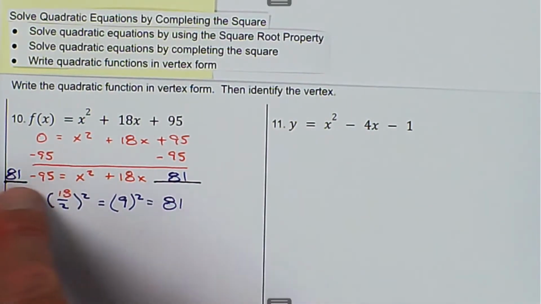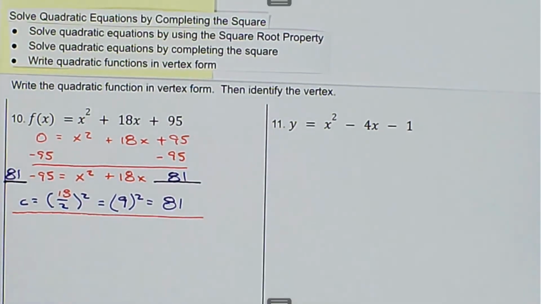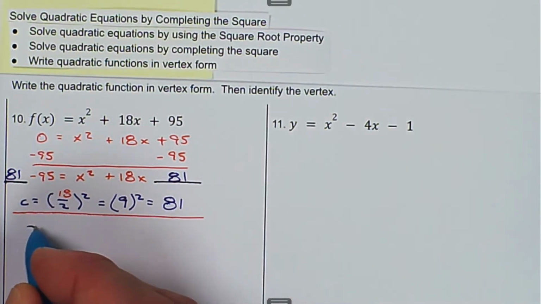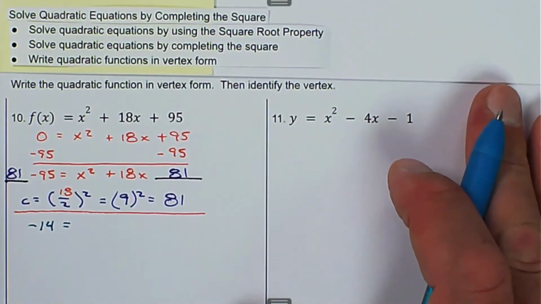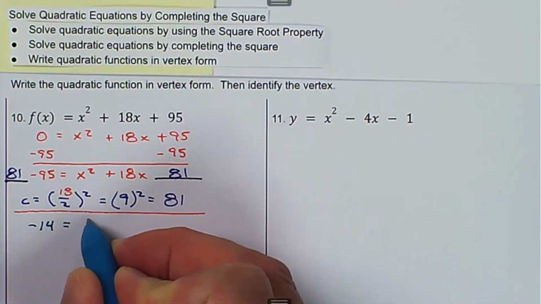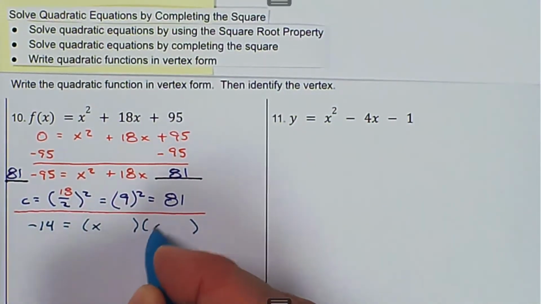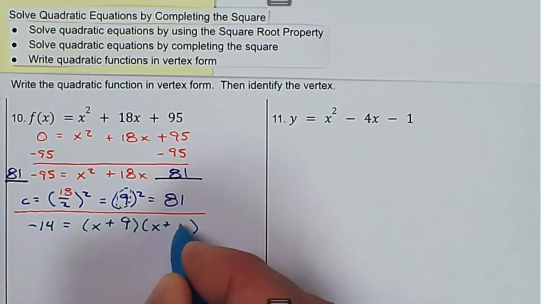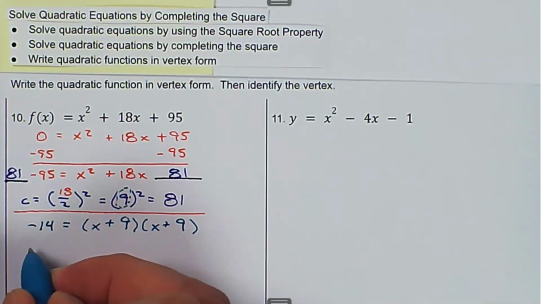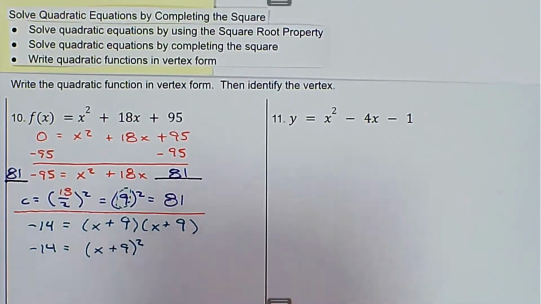And then we can rewrite this right here as our squared binomial. So 81 minus 95 is negative 14. And then that's going to be equal to, we have to write it as our binomial, which in this case, the only thing that's going to get us x squared is going to be x and x. And then this value here, that's going to be the value that we substituted in here into our binomial. So now we get negative 14 is equal to x plus 9 quantity squared.